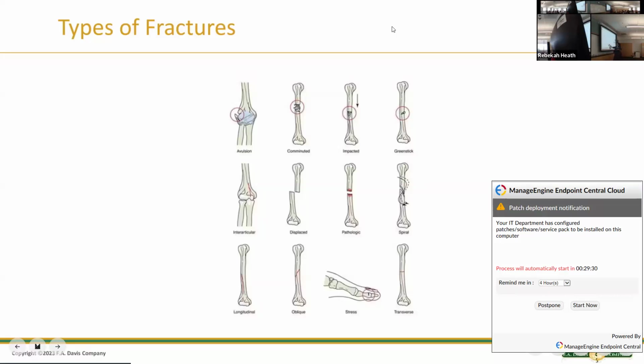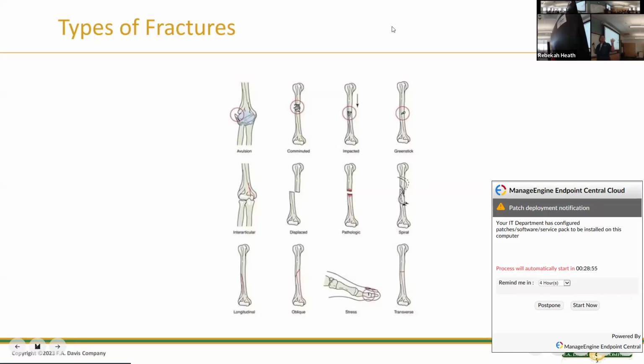Longitudinal is going to be the break going lengthwise along the bone. Oblique, it's going across the bone. Those are kind of descriptors. Stress fracture, that's where you have a lot of stress, especially like our feet, because our feet take a pounding, right? Literally every day. And sometimes you can have a stress fracture from that. And then transverse fracture is right across the bone, which oblique is kind of more tipped and transverse is right in the middle or kind of straight.